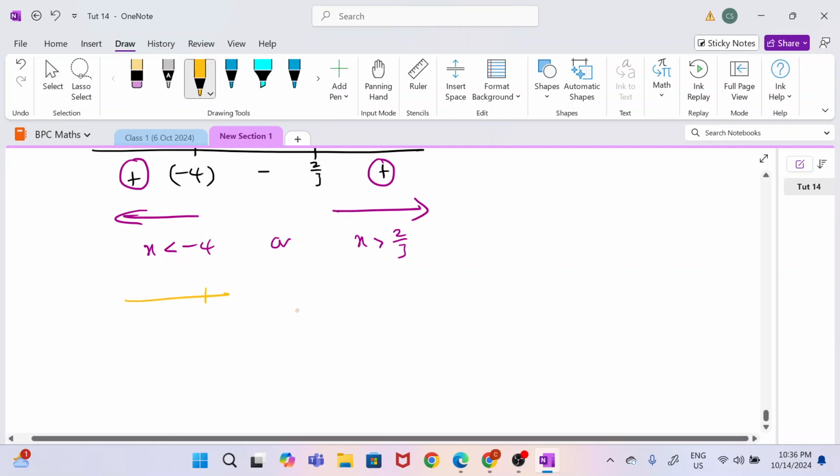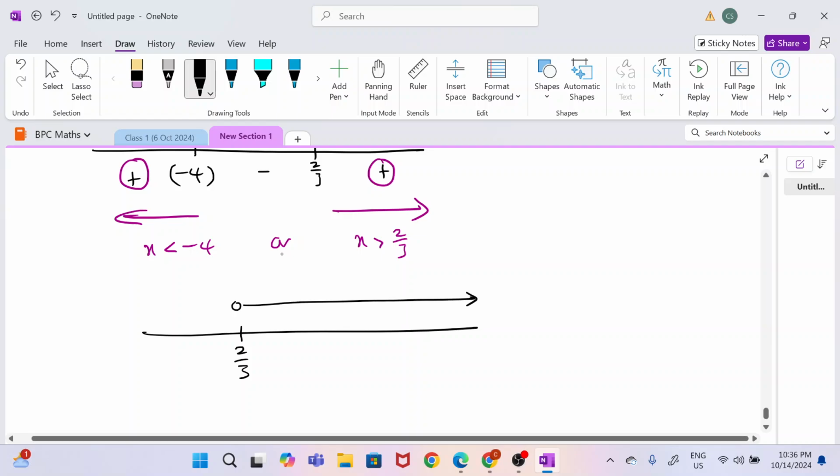This one, x negative 4 all the way going to the left. Okay, all these numbers are negative, no problem. But this one, if I put 2 over 3 here, it's going all the way here. The 3 is here, which means inside this solution, the 3 is inside here.